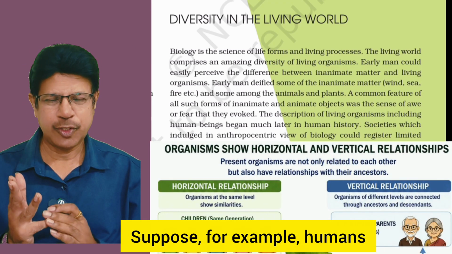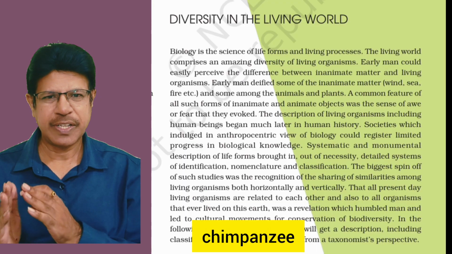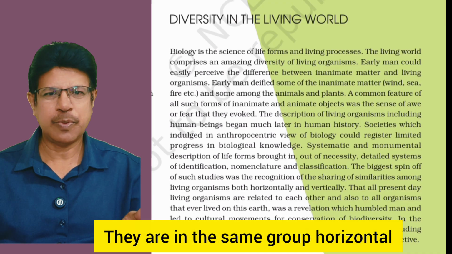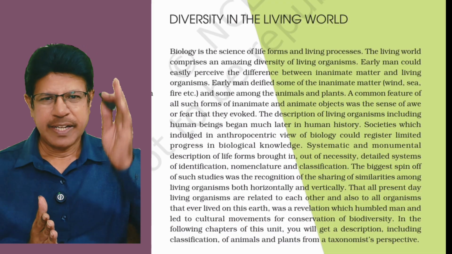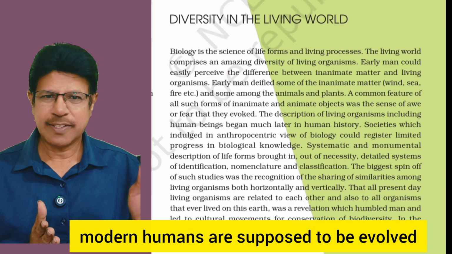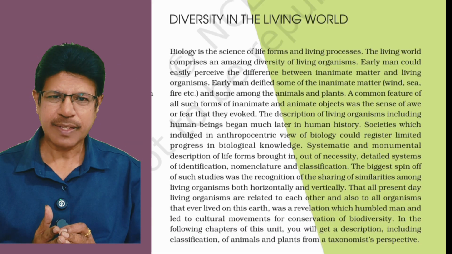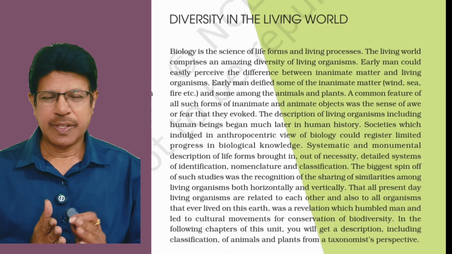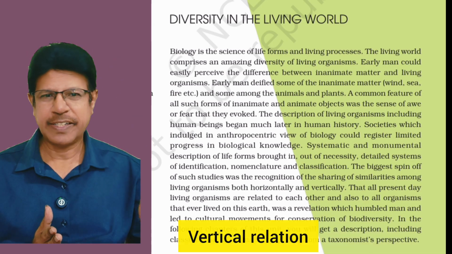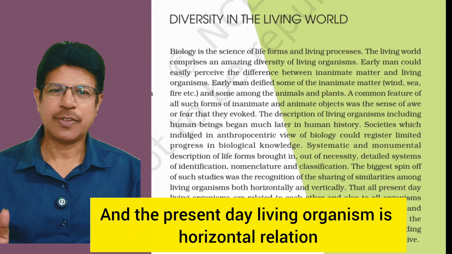Suppose, for example, humans, monkey, gorilla and chimpanzee share certain common features. They are in the same group, the horizontal relationship. In the case of vertical relationship, modern humans are supposed to have evolved from ancestral primates. So the relationship between ancestor and descendant is what we call the vertical relation, and the relationship among present-day living organisms is the horizontal relation.